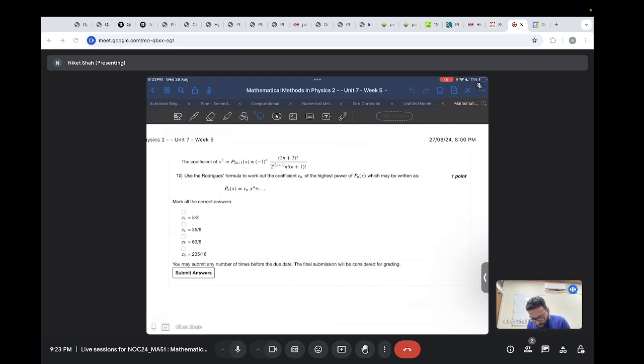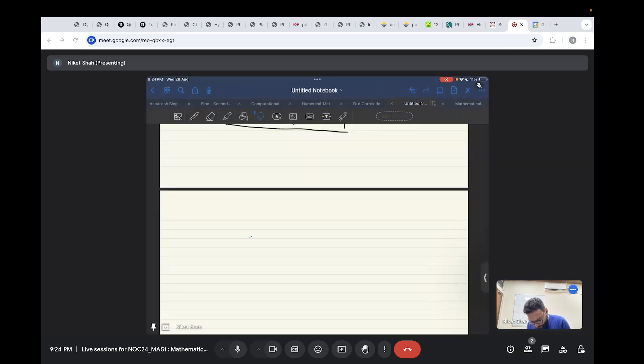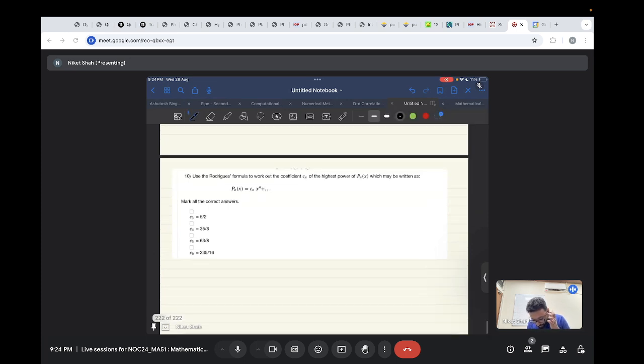Use the Rodriguez formula to work out the coefficient Cn of the highest power of Pn of x, which may be written in this manner. Okay, let's do this. Again, a very similar problem, I would say. Rodriguez formula to work out the coefficient Cn. So Pn they're writing as Pn of x, as some Cn x raised to n. This is how they're writing it.